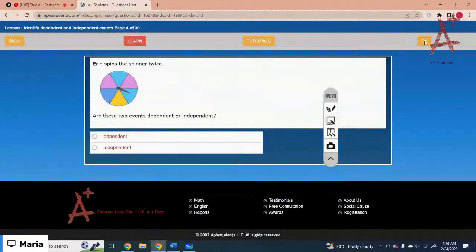Aaron spins a spinner twice. Are these events dependent or independent? They are independent. Got it? They are not affecting each other, so they are independent. So both the events are independent.